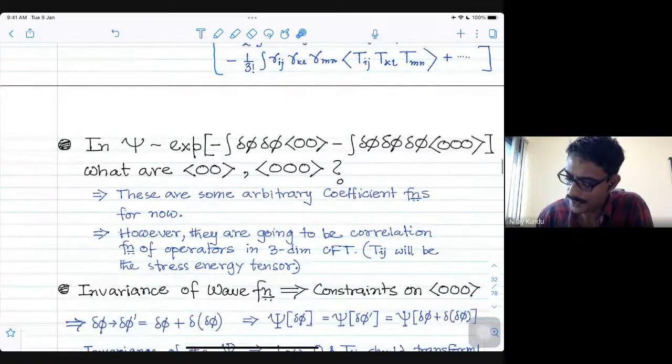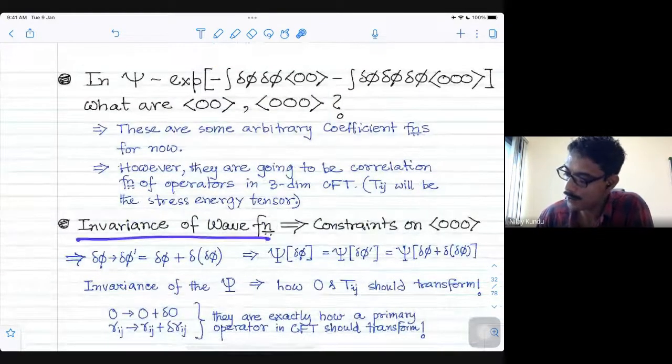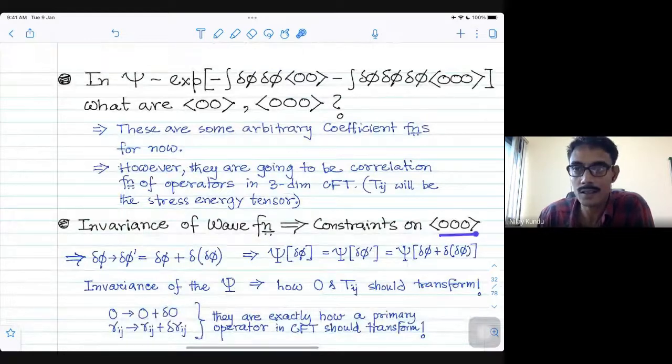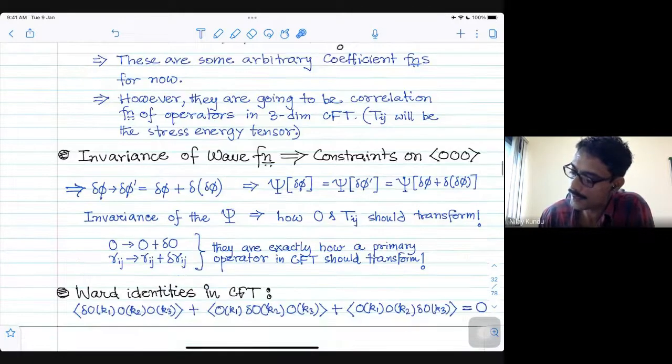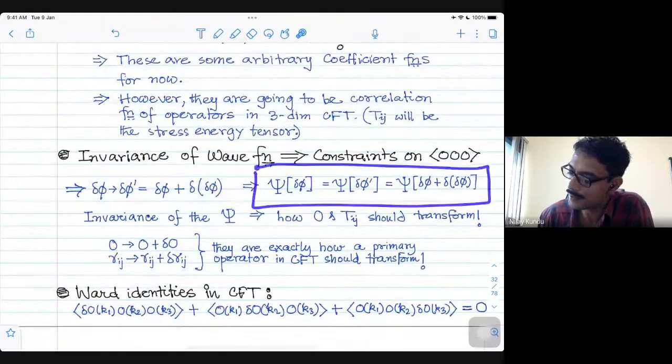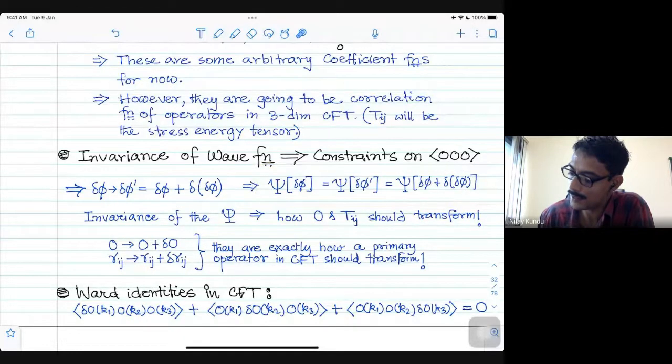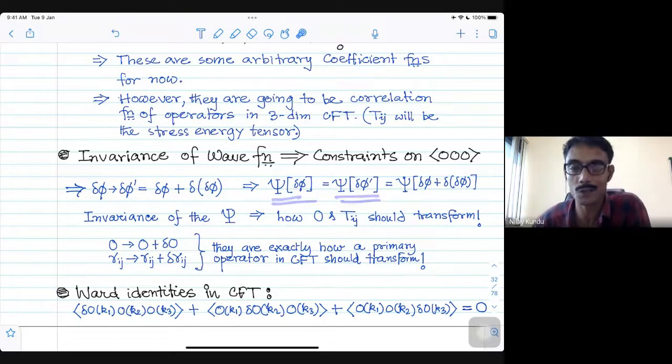So this invariance of the wave function now puts constraints on these correlation functions. Now, how is that true? I've already explained that conformal invariance tells me that the delta phi, the boundary value of the perturbation, even if it's changed, the wave function evaluated on them should be equal. That's the demand of conformal invariance.